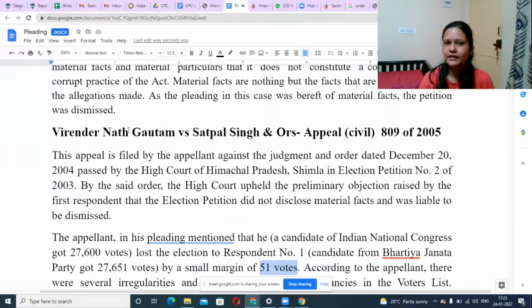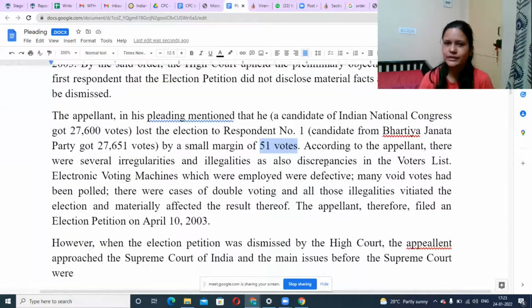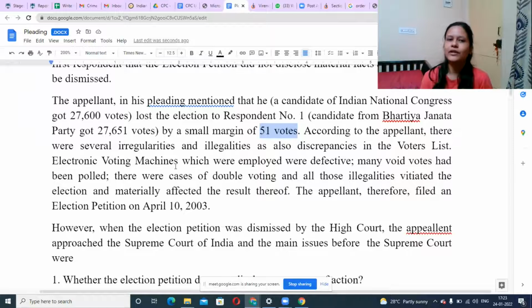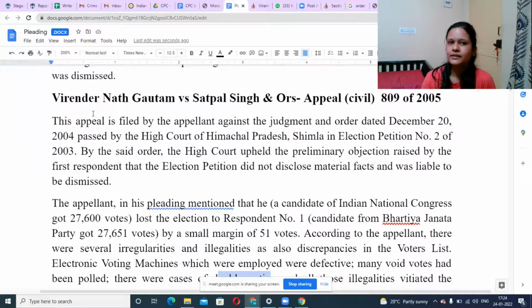After that, Virendranath Gautam filed a case in the High Court saying that there were some irregularities in the election. The EVM machines which were used were defective. There were some void votes. In the name of some persons also, votes were being cast. There were cases of double voting. So because of all those things, I challenge this particular election. There has to be recounting. Reassessing of the result has to be done. Like that, Virendranath Gautam had filed the case.